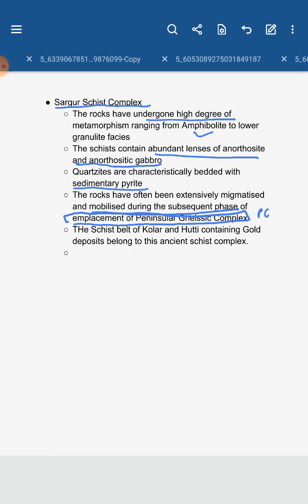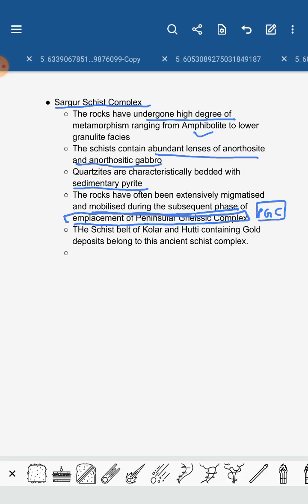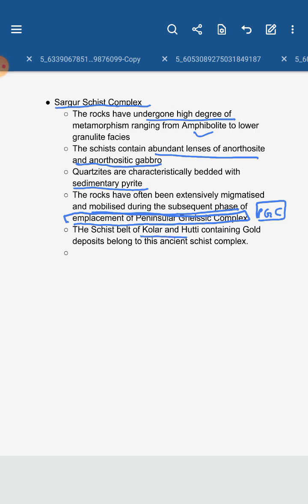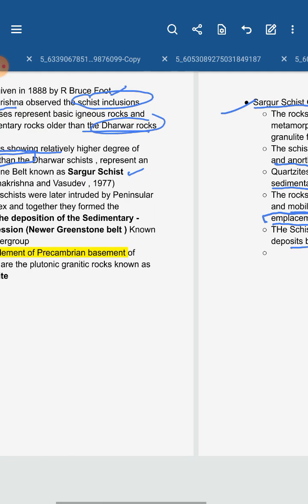When the emplacement of peninsular gneiss complex was occurring, then the Sargur schist were migmatized and mobilized. The schist belt of Kolar and Hutti containing gold deposits belongs to this ancient schist complex. So the Kolar and Hutti gold mines belong to the Sargur schist complex.